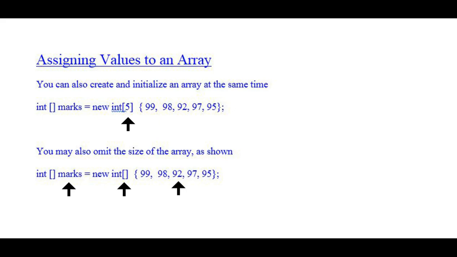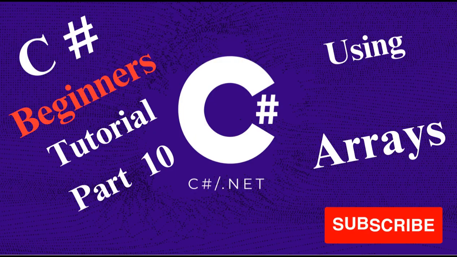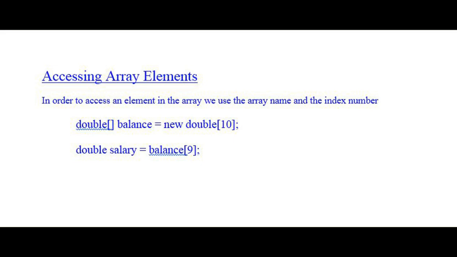Two different ways to declare, instantiate, and populate arrays, and both of these were integer arrays. Once we have populated our arrays, obviously we need to be able to access the values within the arrays. And one possible way of doing that would be something like this.